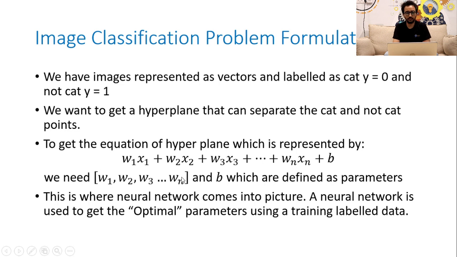So for that we will have to draw a hyperplane in n-dimensional space where n is the dimension of each image. A hyperplane's equation can be represented as a weighted linear combination of that image vector. The vector w and b are known as the parameters. Now the objective of a machine learning problem or a neural network is to learn an optimal value of those parameters so that it can effectively do the classification problem for us.